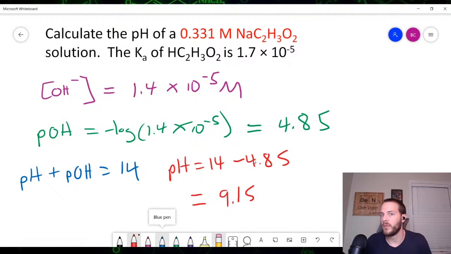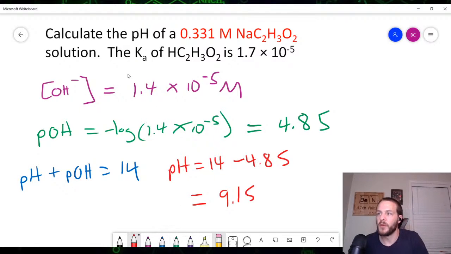So really, most of that problem was stuff that we've already done before. The one sort of extra thing that we had to do was to understand that the product of Ka and Kb is equal to Kw. And so if we have Ka and we need Kb, all we have to do is apply that relationship, divide Kw, 1.0 times 10 to the minus 14, by our given Ka to get our Kb, and then we just plug that Kb in and do an equilibrium problem, just as we've done time and time again.